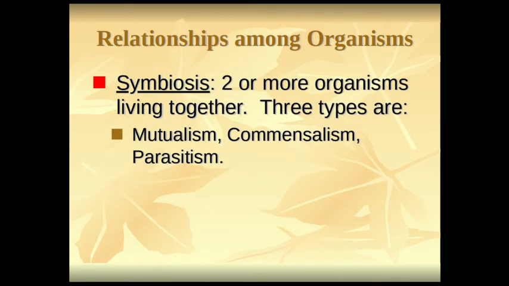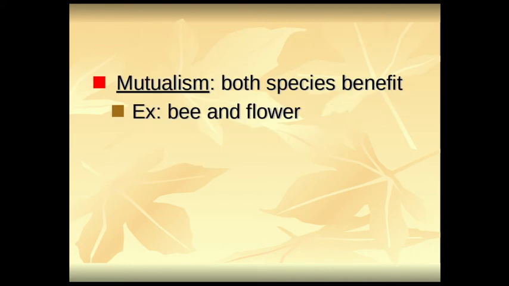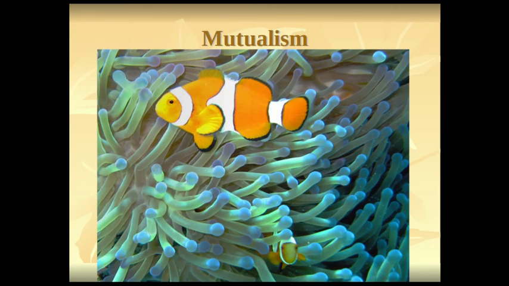All right, so again, the word symbiosis: two or more organisms live together, and there are three types. There's mutualism, commensalism, and parasitism, all right? So mutualism, it's mutual. They're both benefiting. So a bee and a flower. The bee is getting pollen to make honey. The flower is getting pollinated. Also clownfish and sea anemone, shark and a lamprey. All these things are mutualism.